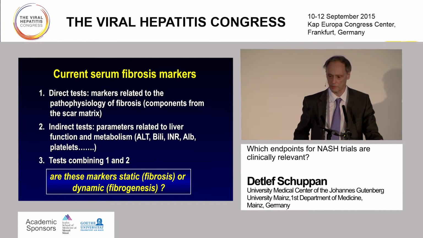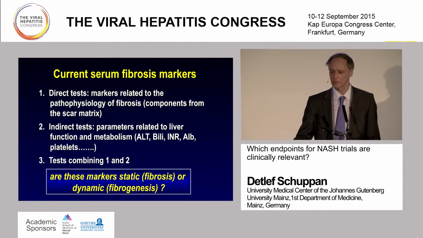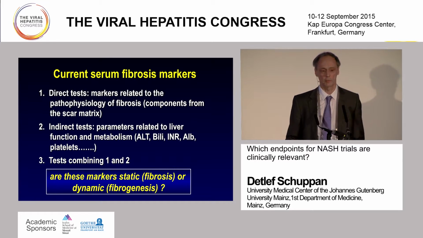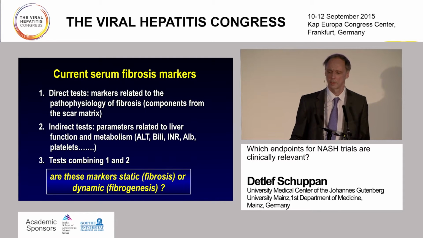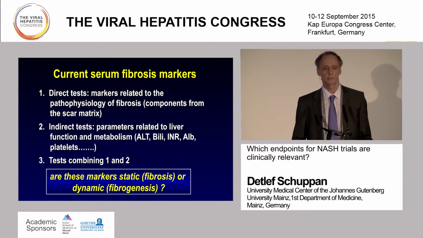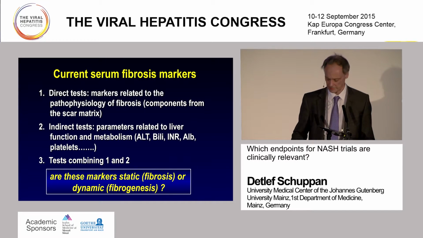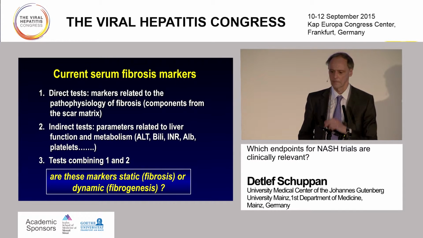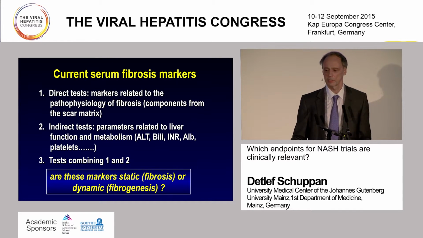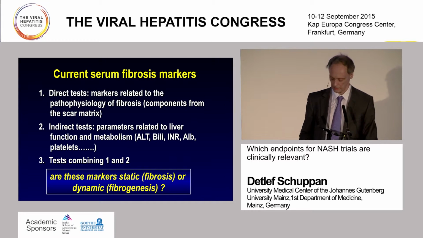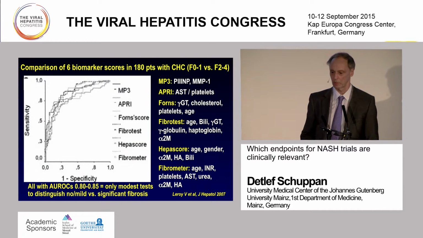So the current serum fibrosis markers are either the so-called direct tests. These are markers directly related to the extracellular matrix, to the fibrotic tissue. And then there are these indirect test panels, parameters related to liver function, like the FibroTest. And then there are tests combining 1 and 2. And the big question still is, are these only static, not very good markers of the fibrotic tissue, or are they rather dynamic, which would be more logical?